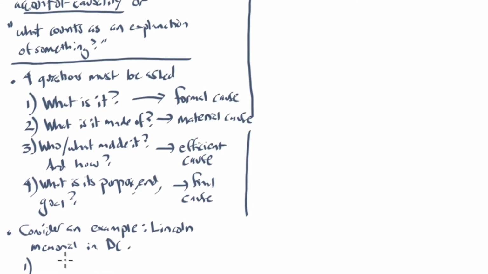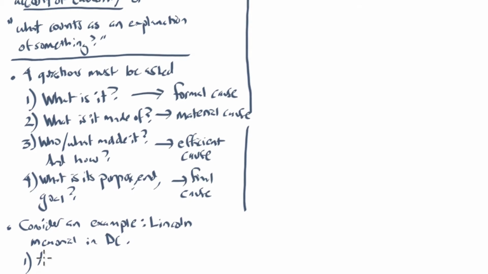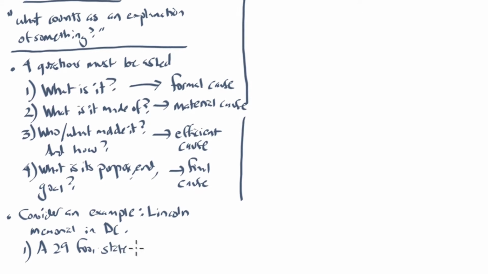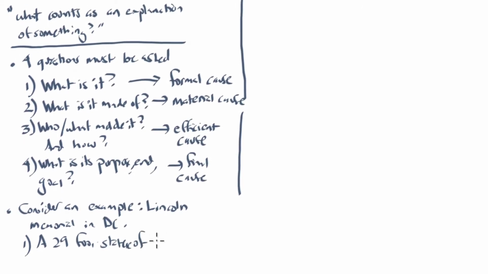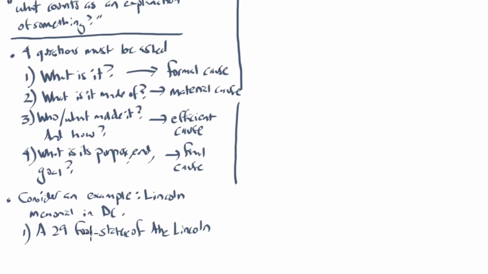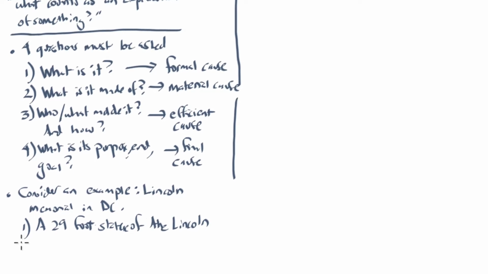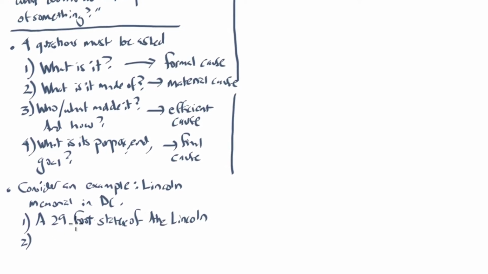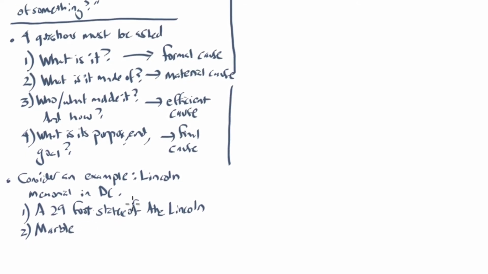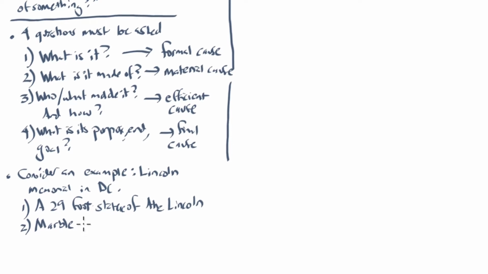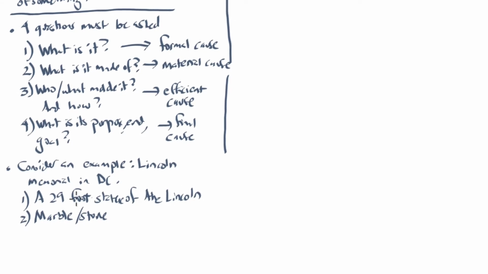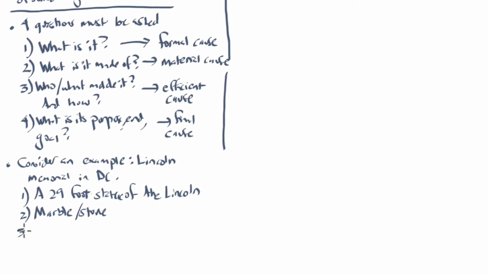So, first of all, the first question: what is it? Well, the answer is it's a 29-foot tall statue of Abraham Lincoln. That's if he stands up, it would be 29 feet tall. Number 2, what is it made of? Well, it's made of marble or stone. Notice that's a different thing than what it is, right? What it's made of is a different thing than what it is. So that's the material cause, whereas this would be the formal cause of it.